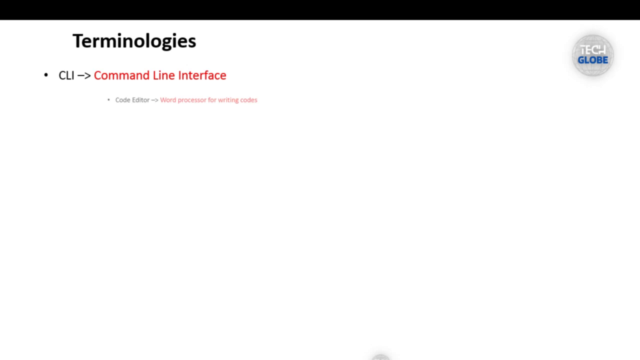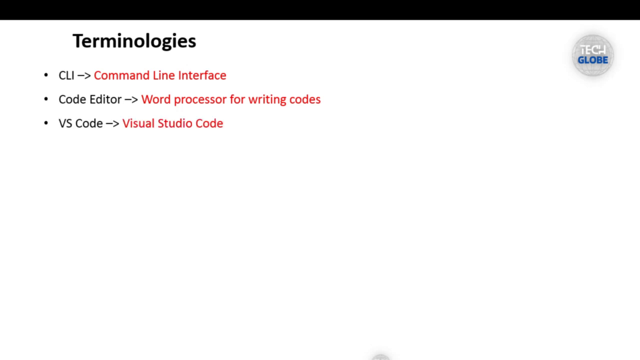Then we have code editors, which is just a processor for writing code. There are a number of them. First on the list is VS Code, like we are using for this training. Then we have others such as Sublime Text, Notepad++, Vim and the rest of them. So Visual Studio Code is just a word processor for writing code, and like I said earlier, it's one of the code editors we are using for this training.